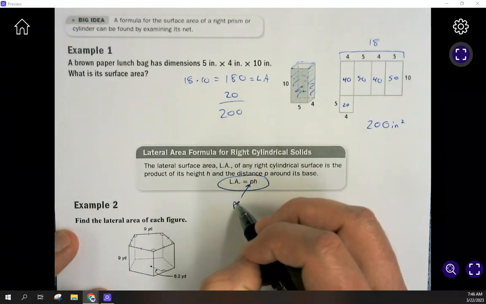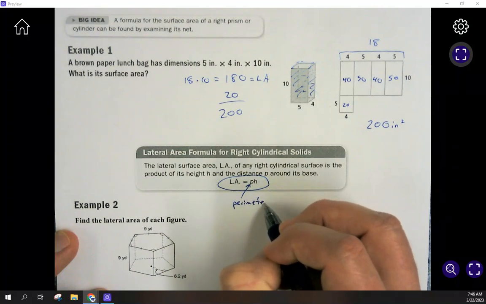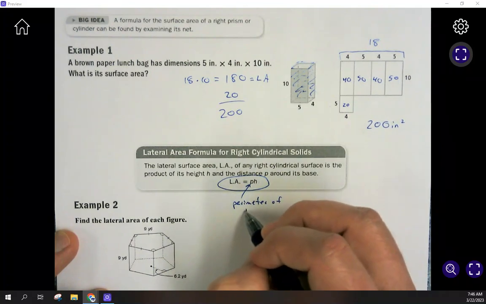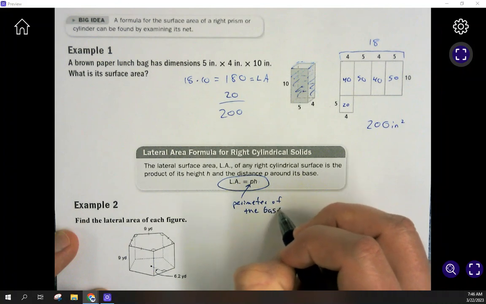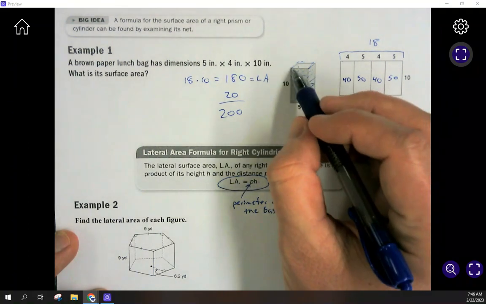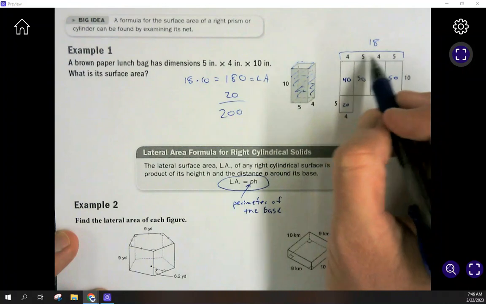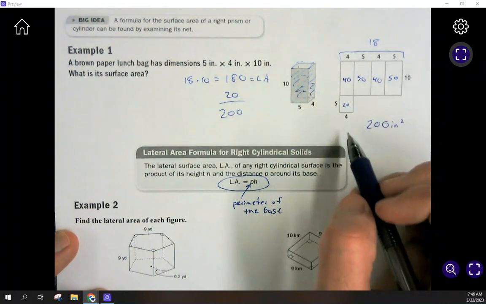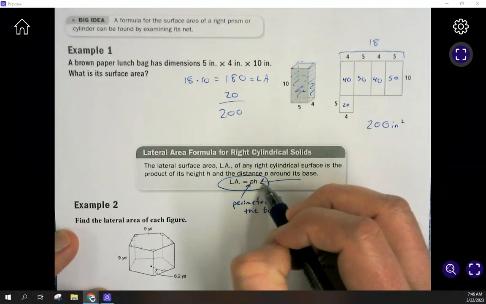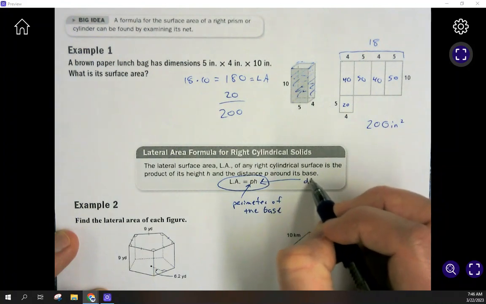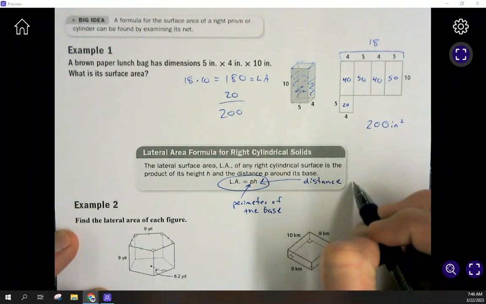So this is the perimeter of the base. Even though we're talking about these lateral areas, we worked our way around the base to get the perimeter. That was the 4, 5, 4, 5. And then you're timesing it by the height of the shape. That's the distance between the bases.